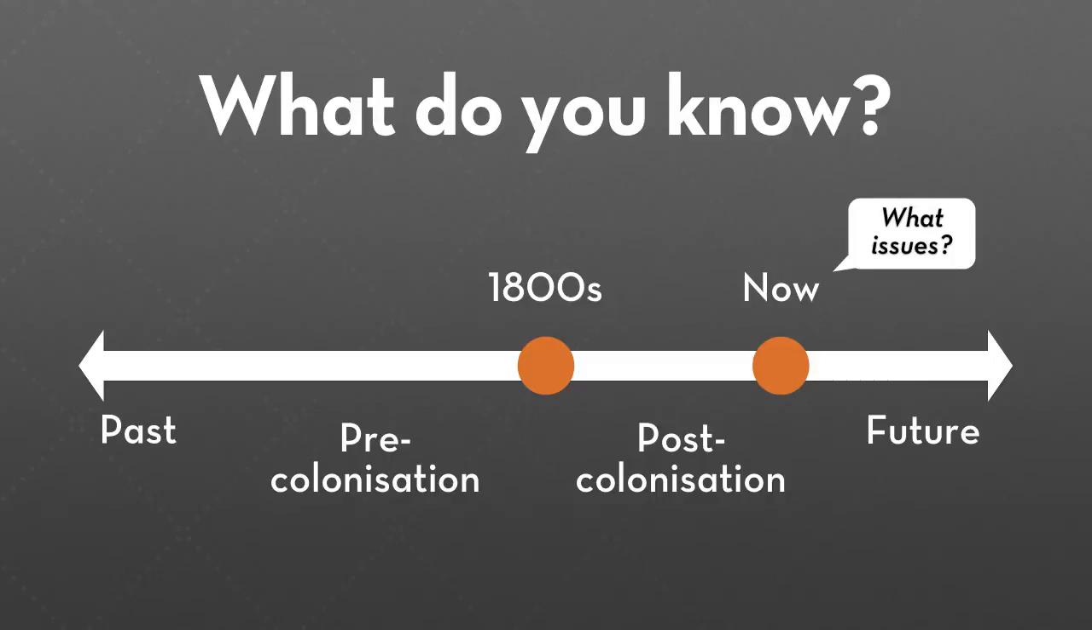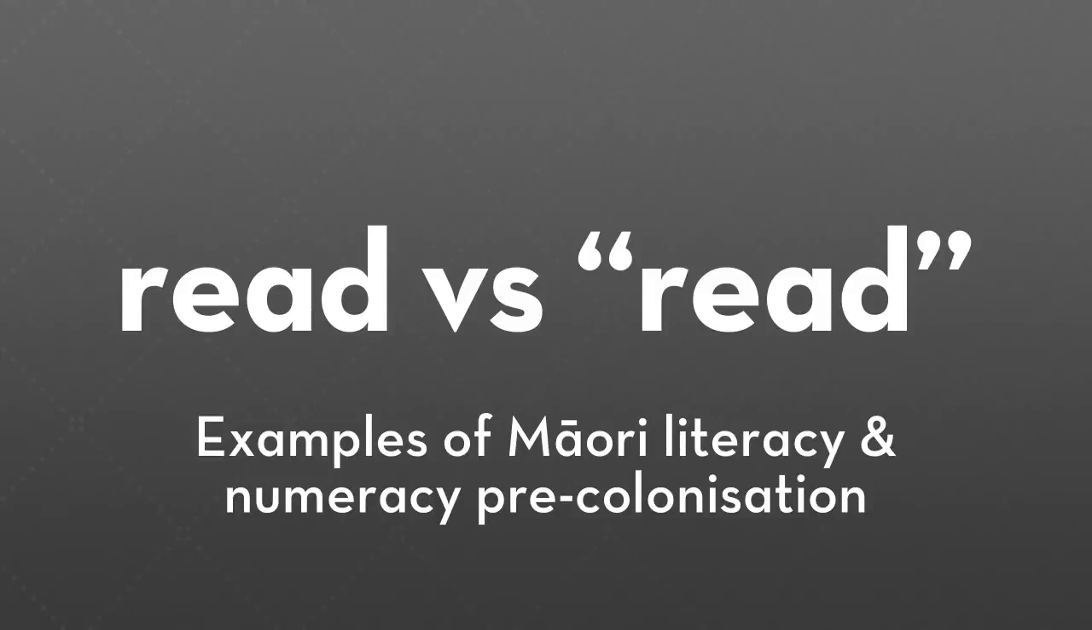We can have a look at this timeline, and any discussion that we have around this content for section 2 kind of fits in here somewhere. So pre-colonisation, we're talking about times prior to the 1800s, and post-colonisation, we're talking about any time after the 1800s, and that takes us to now, current issues, and kind of looking forward into the future as well. So for Māori, literacy and numeracy comes back to that definition that we looked at in the first part of the course. So you might remember that.